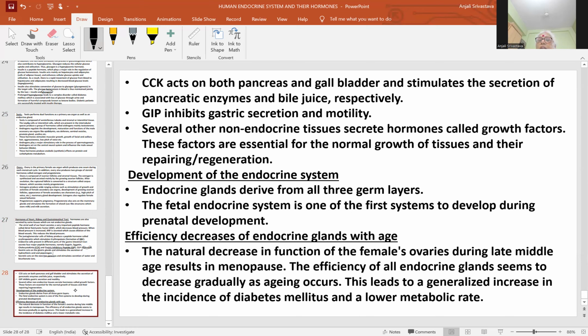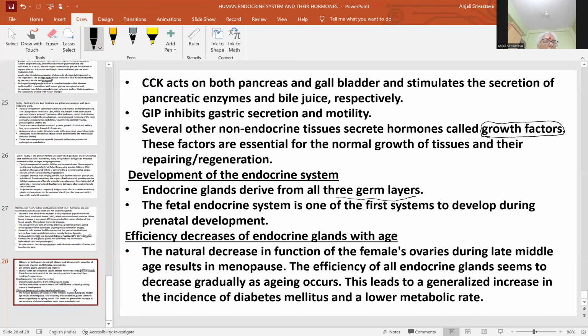Several other non-endocrine tissues secrete hormones called growth factors. Group में बहुत सारे tissues जो secrete करते हैं hormones को, उनको एक साथ रख दिया गया है. A group of hormones together called as growth factors, which are essential for normal growth of tissues and their repairing and regeneration. Now, these endocrine systems, they derive from all three germ layers, that is their origin at the fetal time. And efficiency of endocrine glands decreases with age. This is also a fact. जैसे जैसे age बढ़ता है, endocrine glands की efficiency घटती चली जाती है. This is the report of a survey.